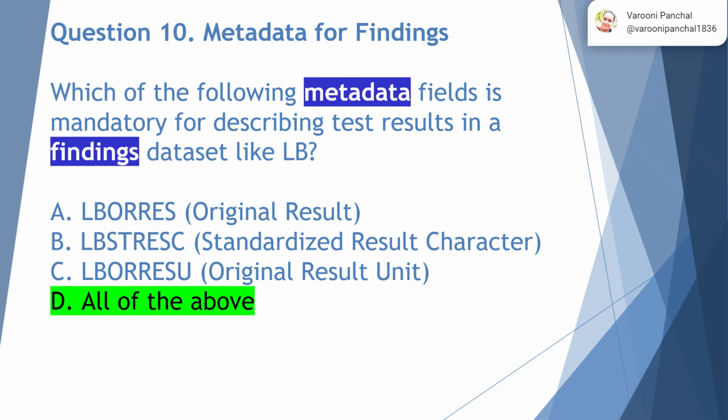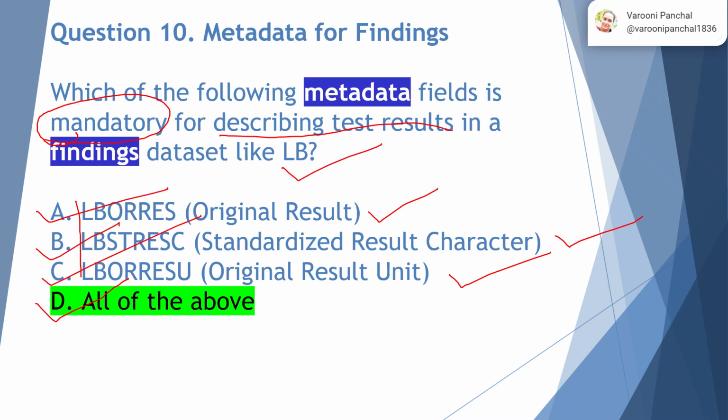Question 10. Metadata for findings. Which of the following metadata fields is mandatory for describing test results in a findings dataset like LB? So the correct answer is all of the above. The reason is we need the original result, we need the standardized result in character, and we need the original result in unit. So all these three variables are important and they are mandatory, right? They are very mandatory for describing the test results, for understanding that specific record and for understanding that specific lab parameter. Hence the correct answer is all of the above.